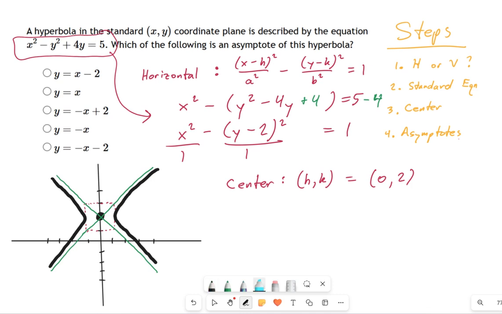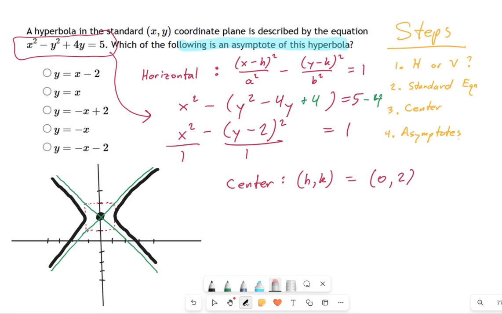Now, remember what the question was. What's an asymptote? Which one of these equations listed is the asymptote? Well, they all have plus and minus slopes, so that makes sense. But where's the y-intercept? In other words, where's the center of this hyperbola? That's the y-intercept of these asymptotes. Now, what I just said won't be true if you have a vertical hyperbola. That would be a little different. You have to be careful in that case.